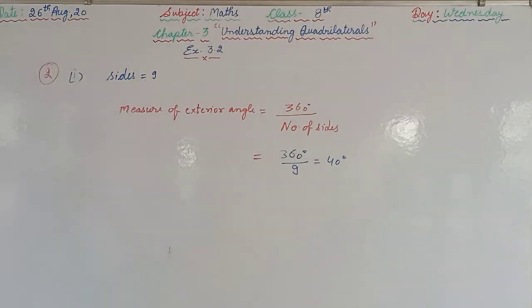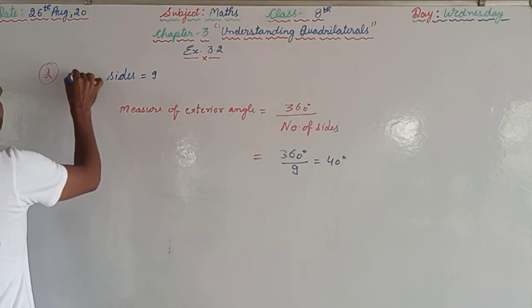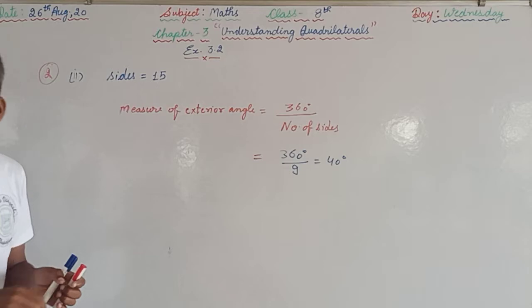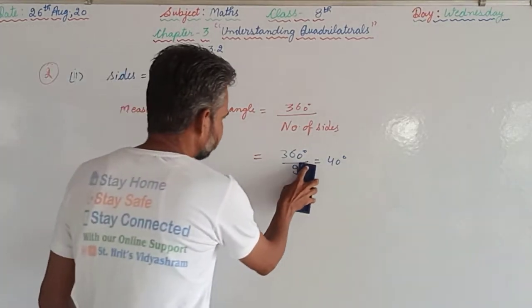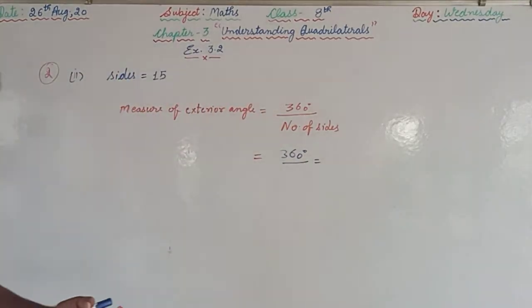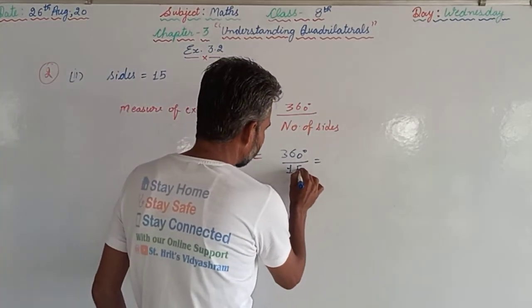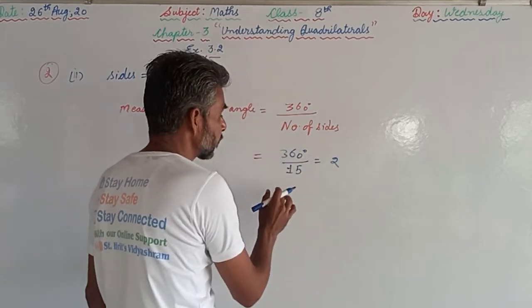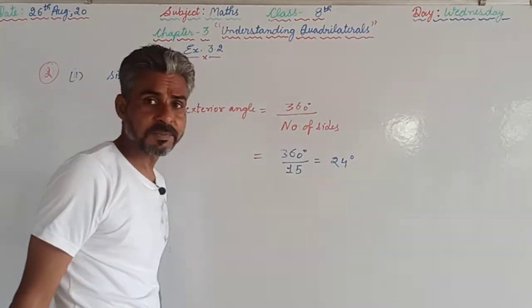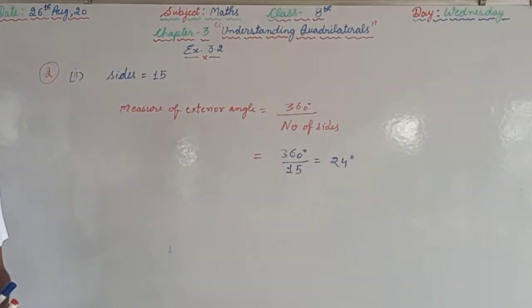At the same time, in the second part, if the sides are 15, then we are supposed to divide by 15, that is 15 to the 30, 6 is remaining, 6 0 60, 15 4s are 60, and then the measure of each exterior angle of that regular polygon will be 24 degrees. So this was question number 2.